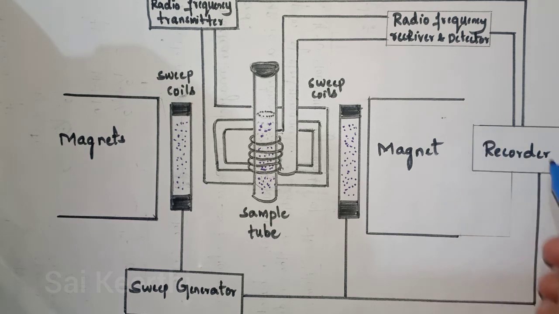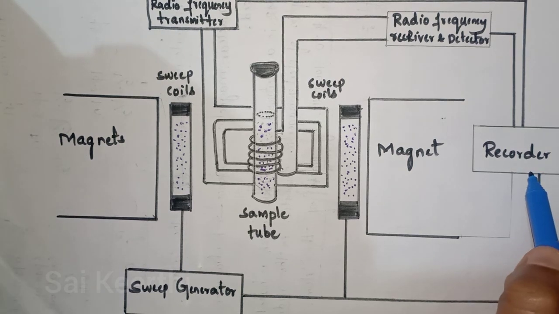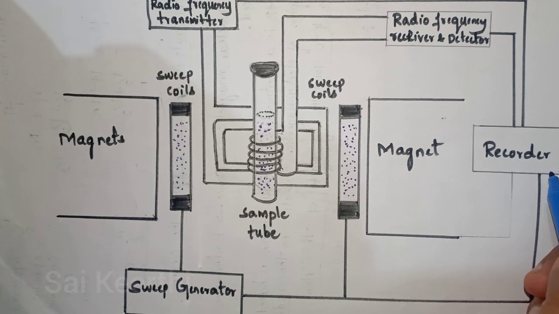So in the recorder, the computer analyzes and records the data. After the computer analysis, it gives the result in the form of an NMR spectrum. This is about the NMR instrumentation. I hope you got the idea about NMR instrumentation. Thank you for watching.